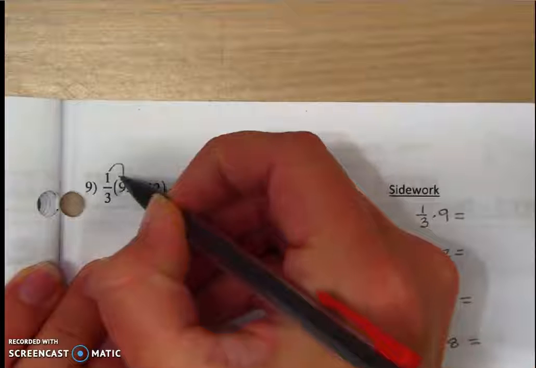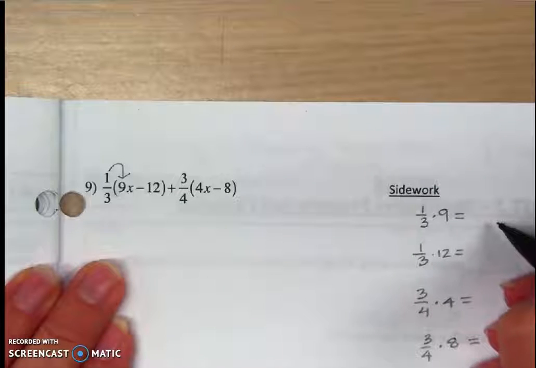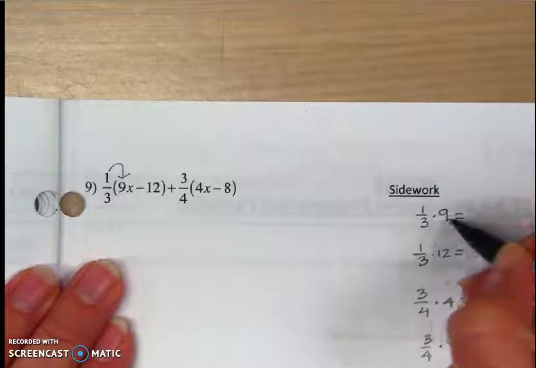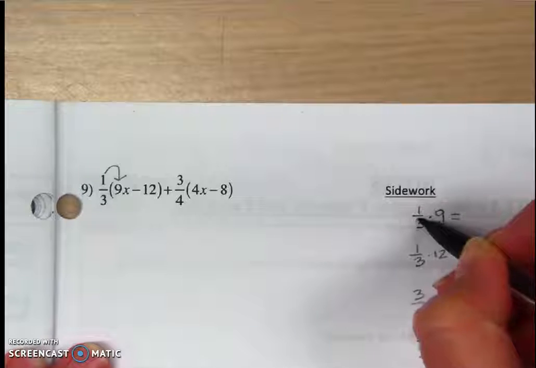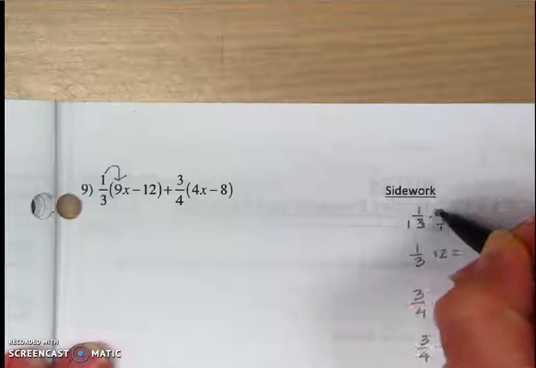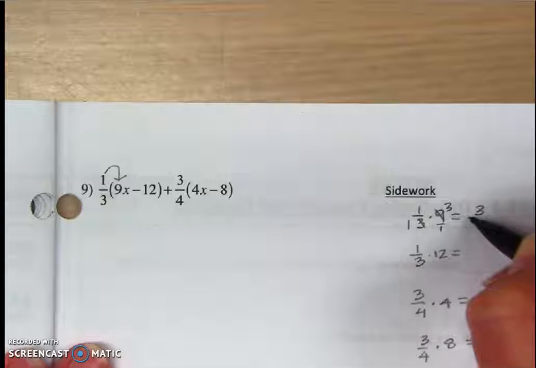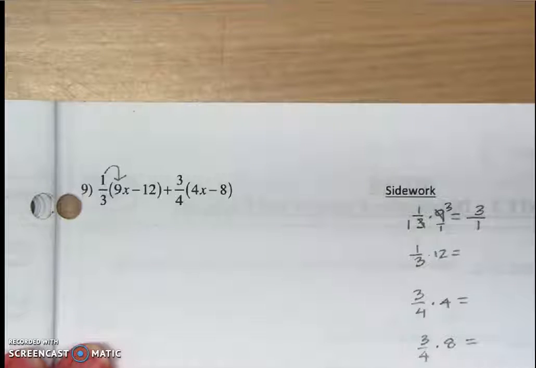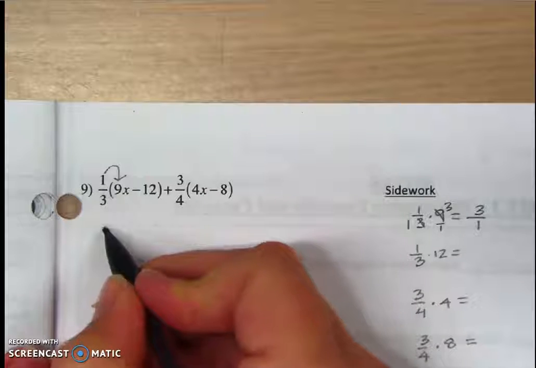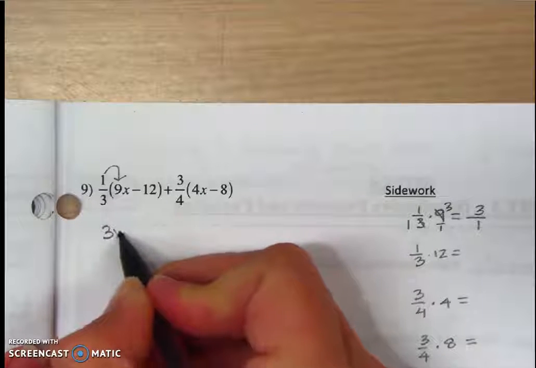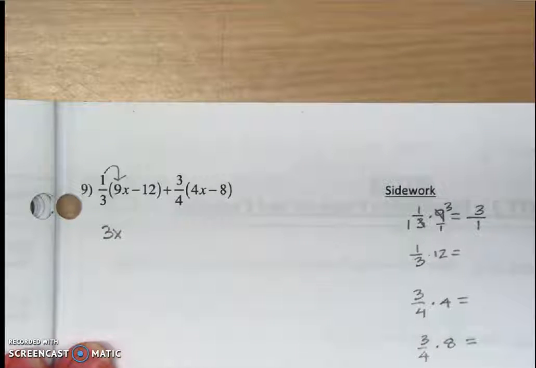1/3 times 9x. 1/3 times 9 is what we need to work out there. I can cross cancel. 3 goes into 3 once. 3 goes into 9 3 times. 1 times 3 is 3. 1 times 1 is 1. And so for that one, I just get a 3. So I'll write 3x because that one had the x.